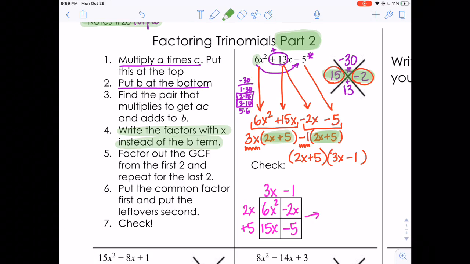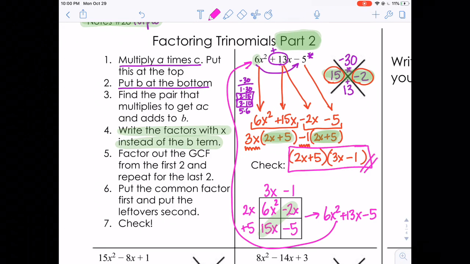From there, I can see that these combine, and I get 6x squared plus 13x. There's that negative 2x and the 15x, and negative 5. I'm going to check to make sure that that's what I started with. It is. So I know that my answer is correct.